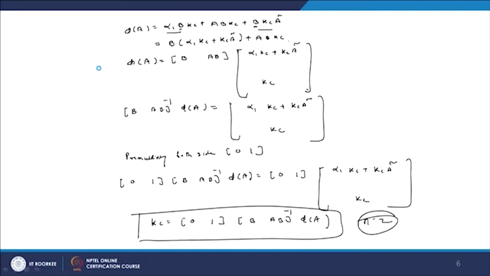So, you will find that here Kc equals 0 1, B AB inverse phi of A, that means the same thing here, 0 1, this is Qc inverse into phi of A. Now, just see it again.